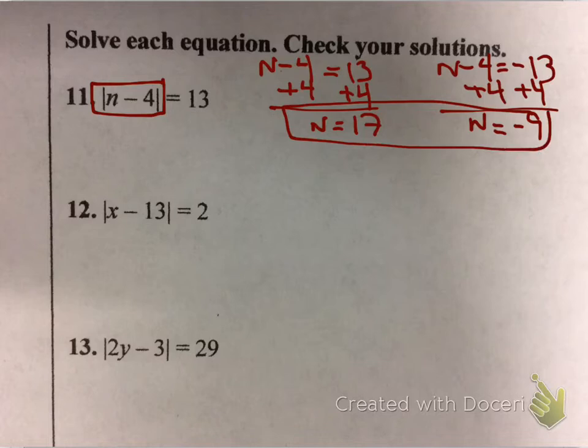Now the question is, and again, I want you to check. If I put 17 in here, 17 minus 4, is the absolute value of that equal 13? Yes, it does. If I put negative 9 in here, negative 9 minus 4 is negative 13, but the absolute value of that equals positive 13. So both answers check, so that means your final answer is 17 and negative 9. Always check your answers.